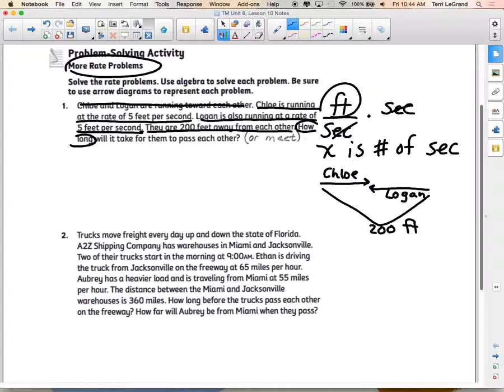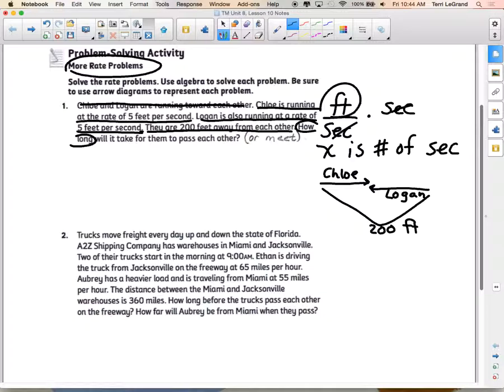Why do you think I'm safe saying that? Why would they meet in the middle? Why should they meet after 100 feet each? Why do you think? Do some critical thinking here. Why should they actually meet in the middle of this 200 feet? What do you think, Tyler?